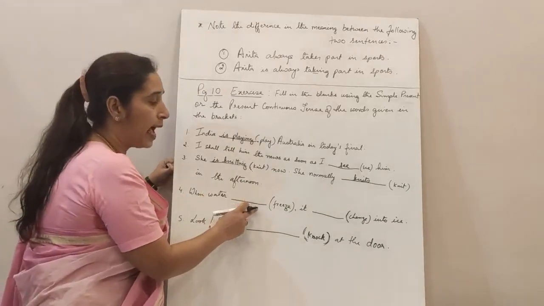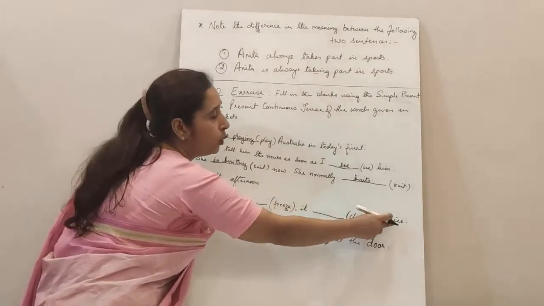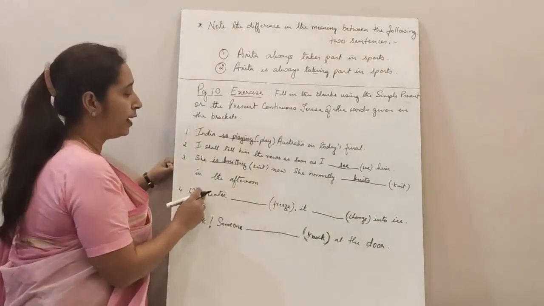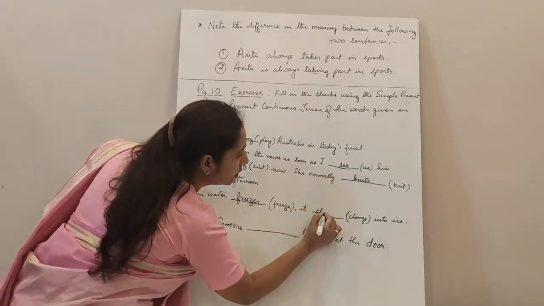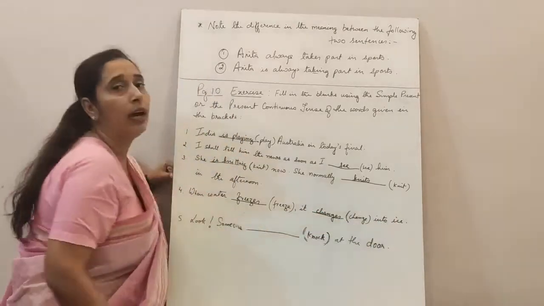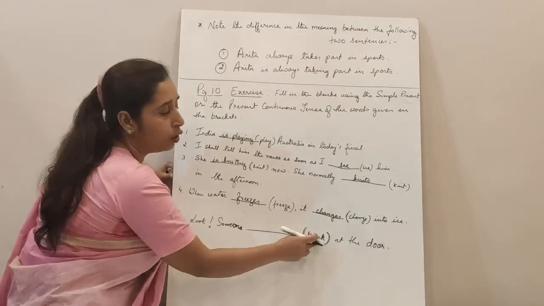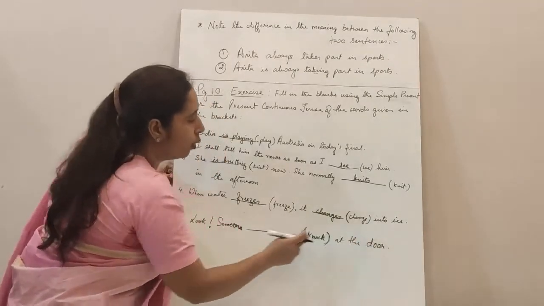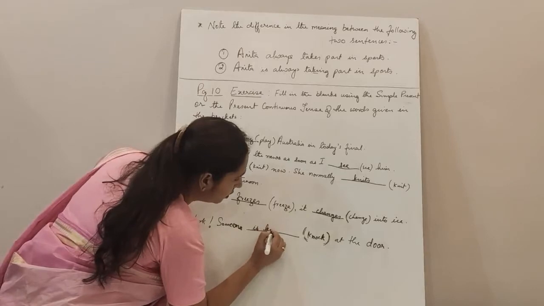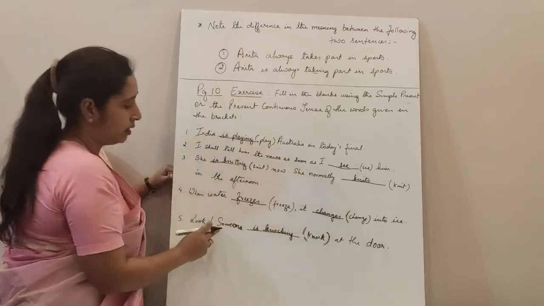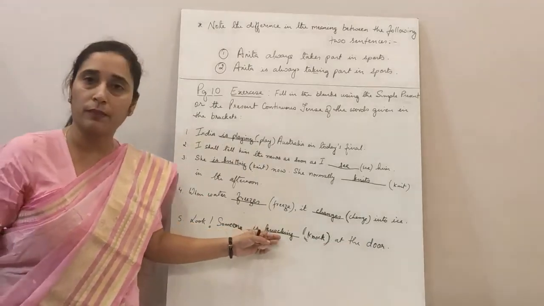Number 4. When water dash freeze is written in the bracket, it dash change is written in the bracket into ice. What will we write in the blank? When water freezes, it changes into ice. Number 5. Look, someone dash knock is written in the bracket at the door. What will you write in the blank? Look, someone is knocking at the door. Yes, this is present continuous.